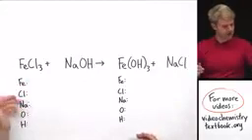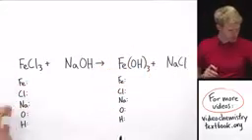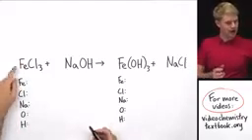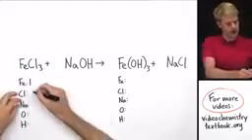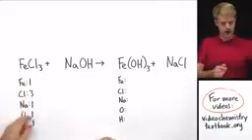This equation has 5 different elements in it, and it also has these parentheses. So we'll talk about these in a minute. First, the number of atoms. Iron, Fe, we have 1 here. Cl3, Na1, O, and H, we have 1 of those.